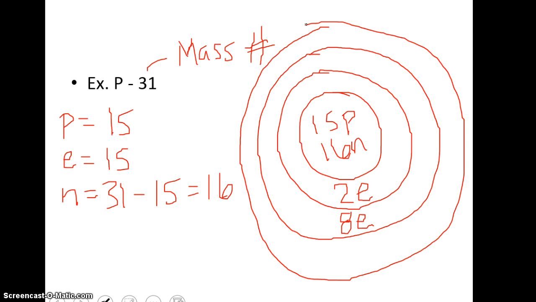However, we don't need 18 electrons. We have 10 already. 2 plus 8 is 10. We need to get to 15, so we only need 5 more electrons. So we've got 2 plus 8 plus 5 is 15 electrons.